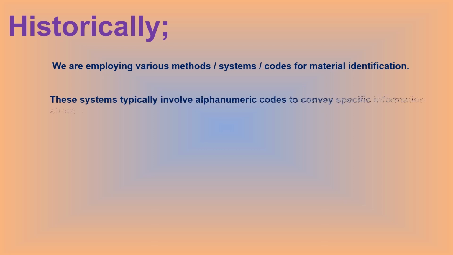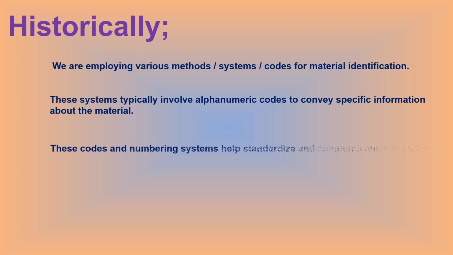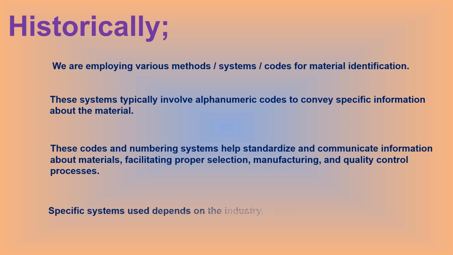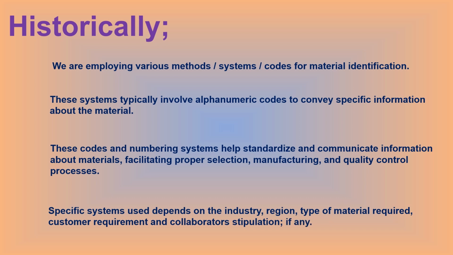Historically, we have been employing various methods, systems, and codes for material identification. These systems typically involve alphanumeric codes to convey specific information about the material. These codes and numbering systems help standardize and communicate information about materials, facilitating proper selection, manufacturing, and quality control processes. The specific system used depends on the industry, region, type of material required, customer requirement, and collaborators' stipulation, if any.